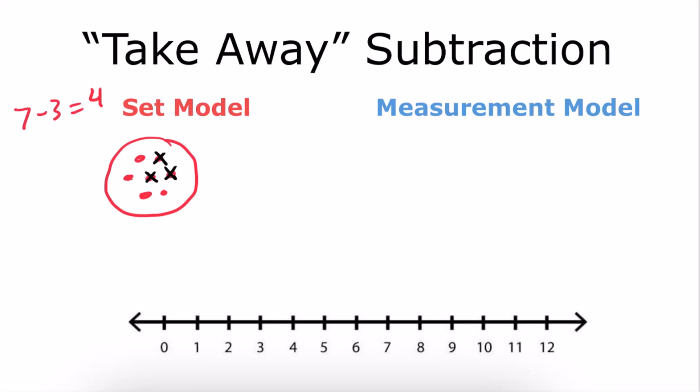You can also use a measurement model. So in a measurement model, if I wanted to model 7 minus 3 equals 4, the way I would do this is I would start off at the number 7, which gets me to here. And then if I'm taking away 3, then I'm going to go backwards 3 units. So I go back 1, 2, 3, and that puts me at the number 4. And so that is the measurement model for takeaway subtraction.